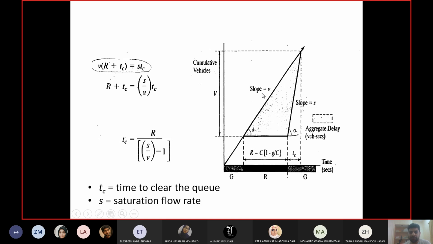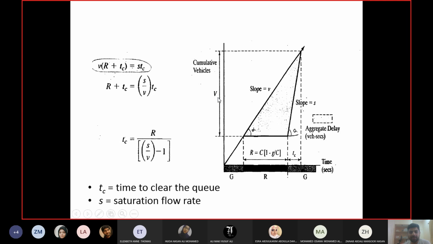So V can also be calculated as this flow rate multiplied by the time, which time? R plus TC. So now we have two ways of calculating V. One is by using the departure flow rate, so departure flow rate multiplied by the time taken to clear the queue, or arrival flow rate multiplied by the time in which the vehicles are joining the queue, which is R plus TC. Obviously from both approaches, you should get the same answer. So V can be equal to S into TC or small v into (R plus TC).